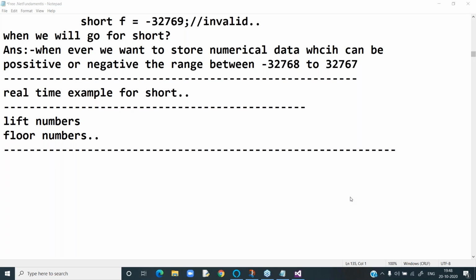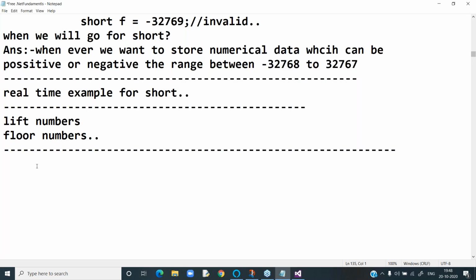Credit card balance, money related. Marks related? Again and again I am telling, marks will have fraction values. Temperature, Babu, will come under floating point. Now we are in numerical. Right, that's it.